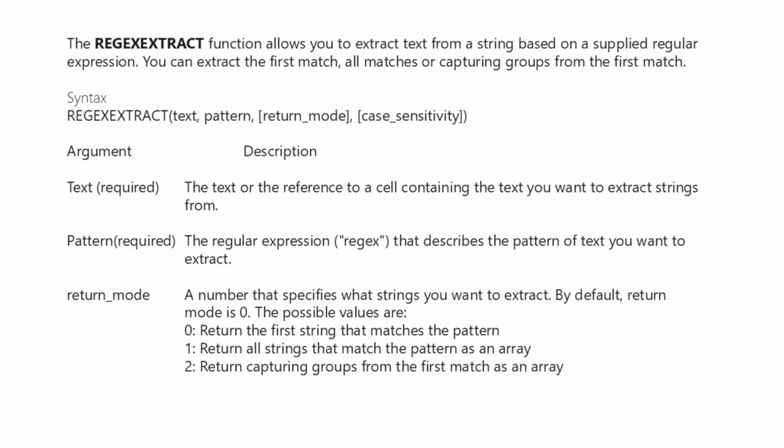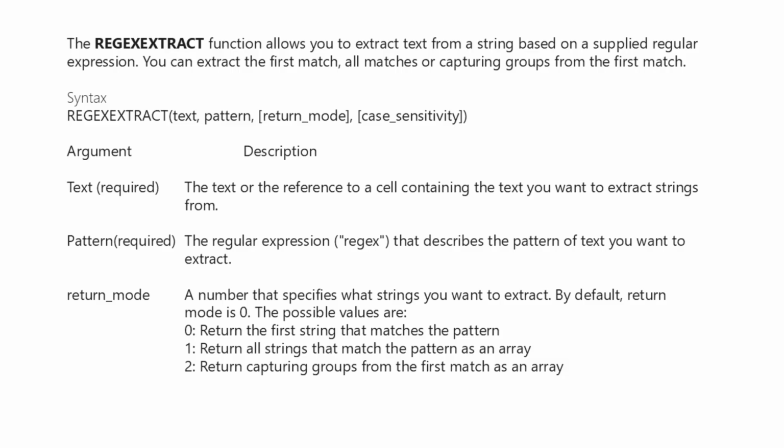Argument description: text, required. The text or the reference to a cell containing the text you want to extract strings from. Pattern, required. The regular expression, regex, that describes the pattern of text you want to extract. Return mode: a number that specifies what strings you want to extract. By default, return mode is 0.